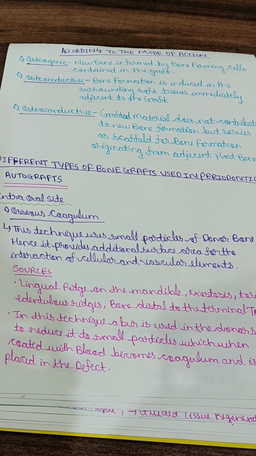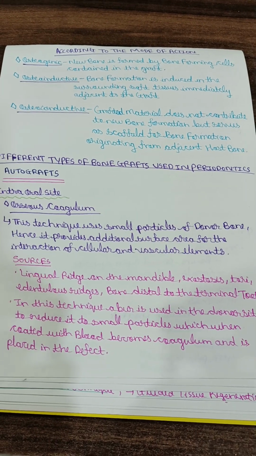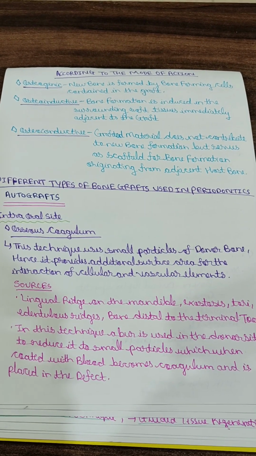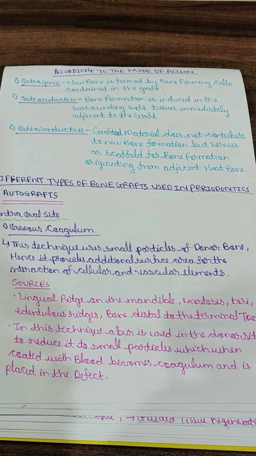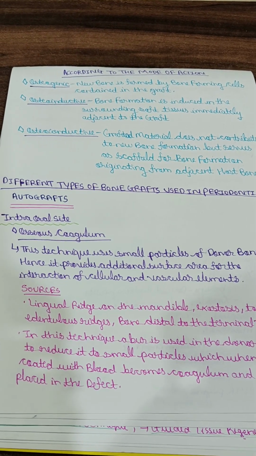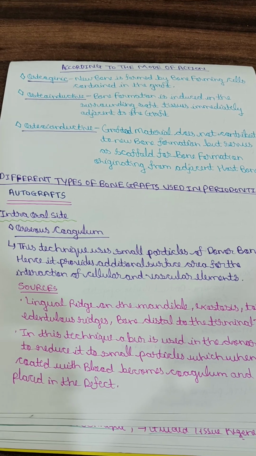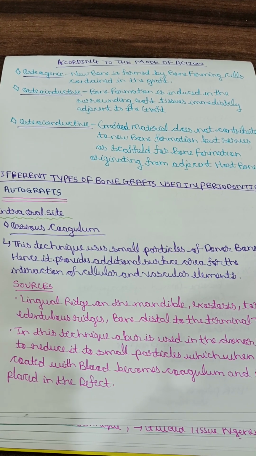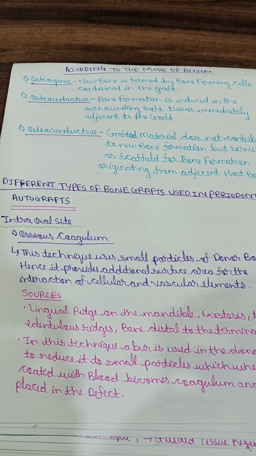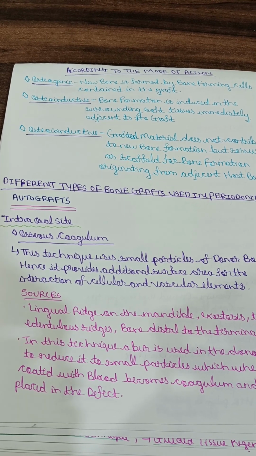Now, what are the different types of bone grafts which are used in periodontics? That is the autograft, allograft and alloplast. Now, what is an autograft? An autograft is obtained from the human individual itself. There are intraoral sites and extraoral sites.